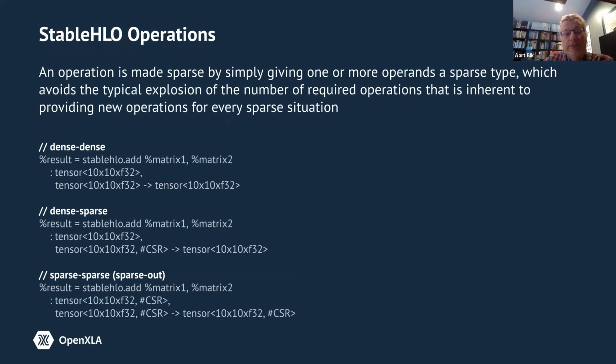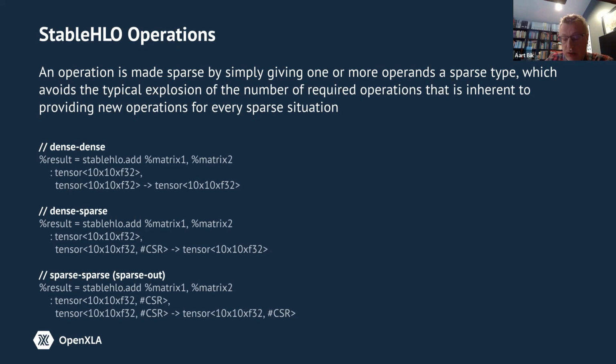So the idea is that all the operations in the StableHLO specification can be made sparse by simply defining one or two operands and even the output as sparse. And this has the advantage that you avoid the enormous explosion of operations that you would need if you would specify sparsity in the operation as well. So let's take an example. Suppose you would add two tensors. This is the most simple example you can come up with. So you have StableHLO.add, so element-wise addition, of two matrices.